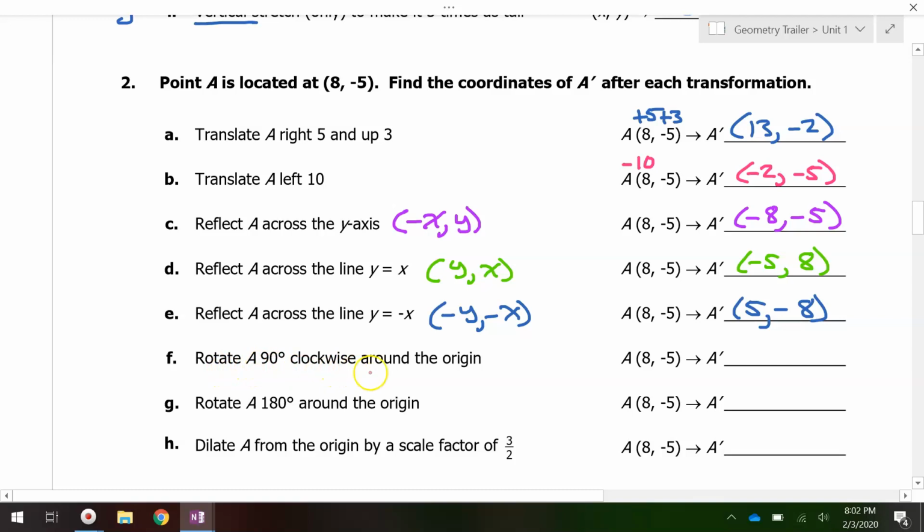So let's see. Rotating 90 degrees clockwise, that's going to be (y, opposite of x). Y is -5. The opposite of x is -8. Okay. Rotating 180 degrees, that is (opposite of x, opposite of y). So the opposite of x is -8. The opposite of y is +5.